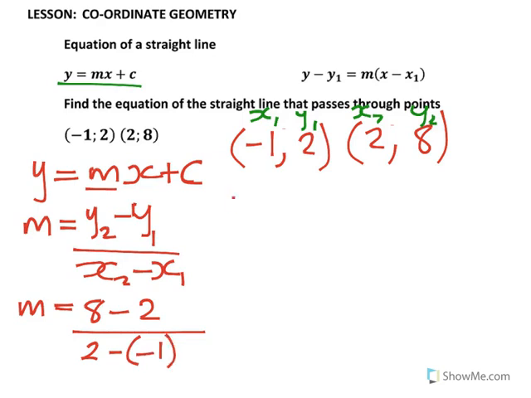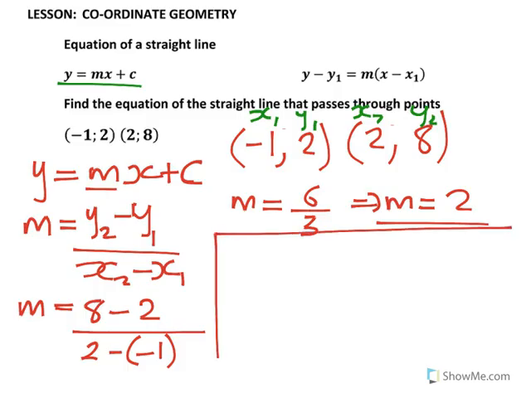So when I input that, my m is equal to 8 minus 2 all over 2 minus (-1). So what is my m? My m finally will be 6 over 3. Therefore, m is equal to 2. So I know my gradient. How do I find my c? To find my c, I'm going to say y is equal to mx plus c. I can choose any of the 2 points there. Suppose I choose (2, 8).